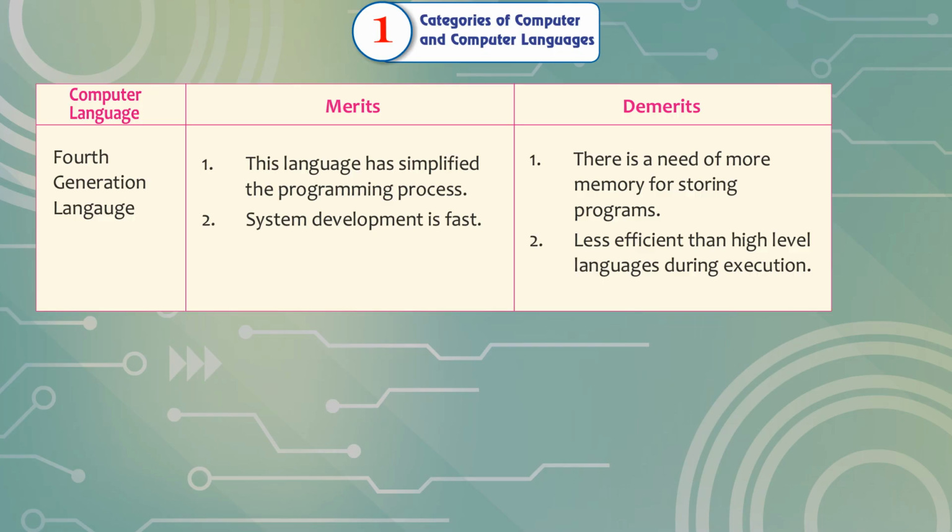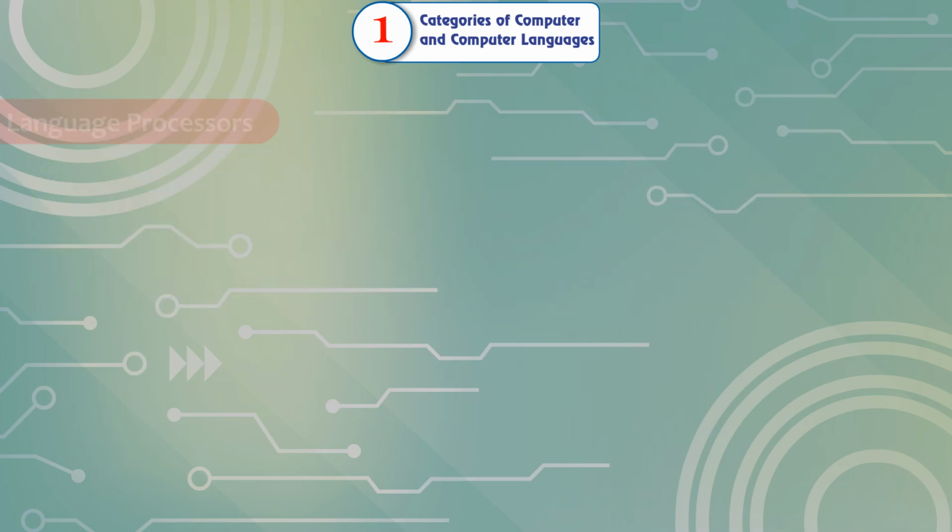Fourth generation language. Merits: One, this language has simplified the programming process. Two, system development is fast. Demerits: One, there is a need of more memory for storing programs. Two, less efficient than high-level languages during execution.